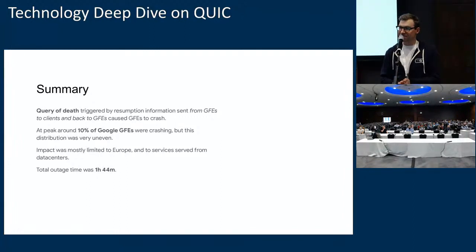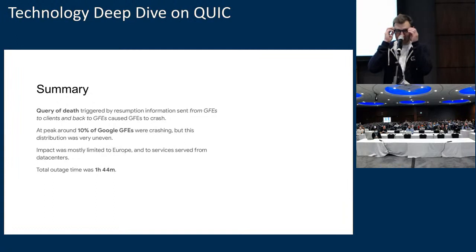At peak, it was around 10% of all GFEs, or public-facing internet servers at Google. It's quite a number, but it was very uneven. It was mostly in Europe. And it took 1 hour and 44 minutes to fully resolve the issue, which is quite a while. The reason for that is actually mostly due to the SRE tooling and the impact on that.